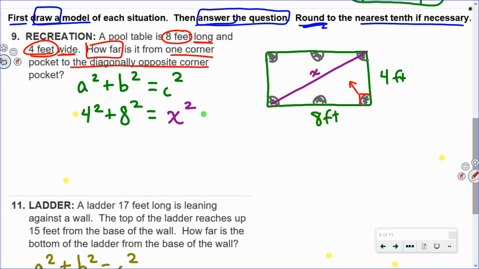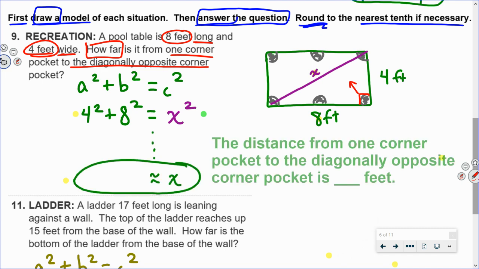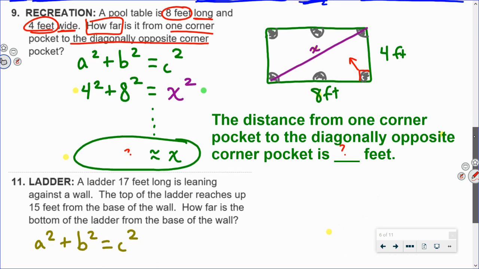If you'd like, pause it, solve for whatever is missing, and then write a sentence. Yes, ladies and gents, we can write a sentence. Pause, come on back when you're ready. All right, I'm counting on you to go ahead and solve this. Make sure you write that sentence in with it if you can squeeze it in. And let's go on to number 11, ladies and gents.